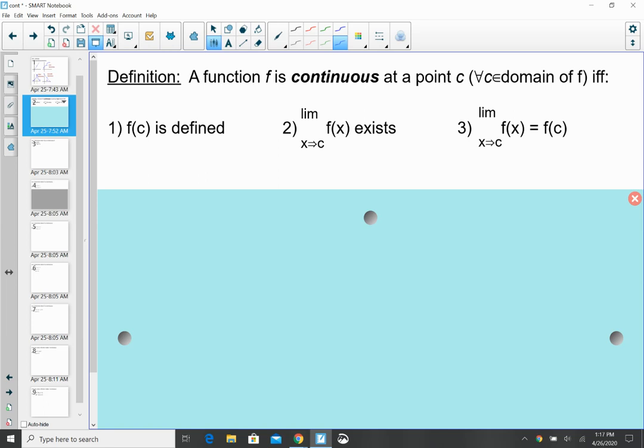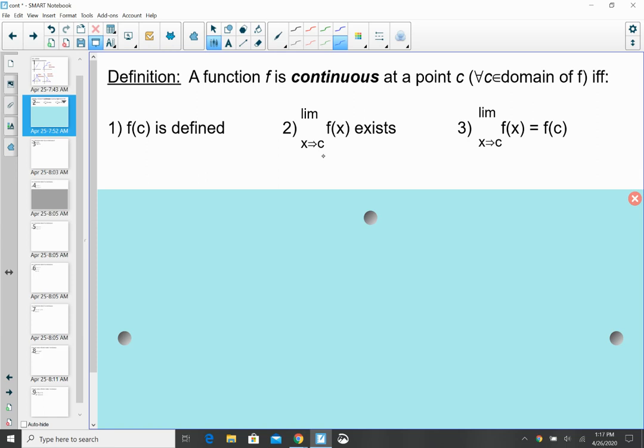Depending upon when we get back together again, or if we don't until next year, there will be portions of calc exams where you're going to have to know things like specific definitions and theorems and such. So you have to be able to regurgitate this. All right, so I'll tell you what each piece means. The first says the value that we're plugging in for x is defined. We don't have any holes. We don't have any infinities. The second thing is the limit exists.